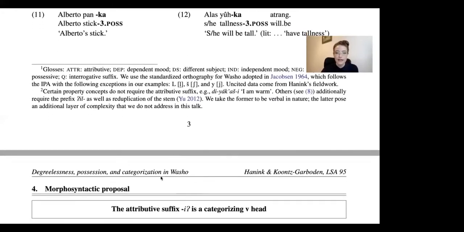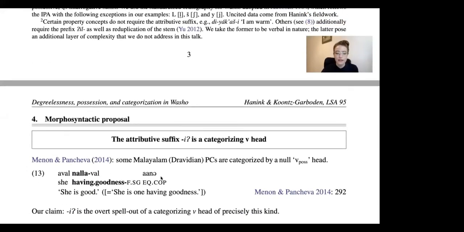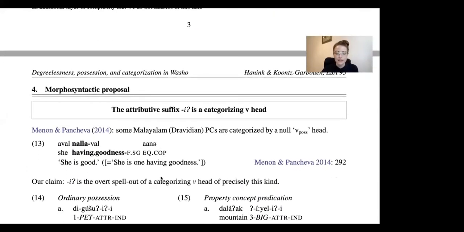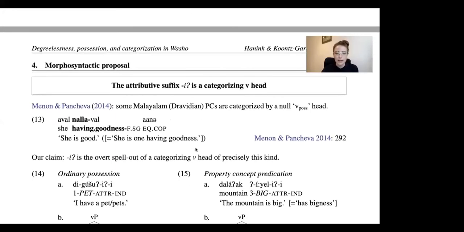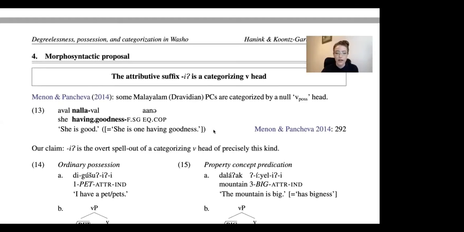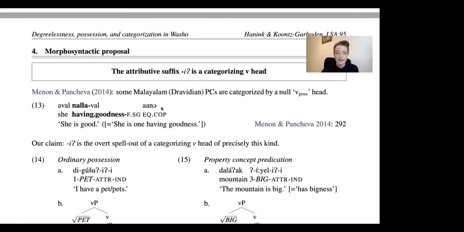All right, so that's the main data that we were trying to account for. And the core of our morphosyntactic proposal is that the attributive suffix E is a categorizing little v head. Now, this goes back to Menon and Panchava's argument that some Malayalam property concepts are categorized by a null v head, right? So they have a mass type core and they require verbal categorization in order to act as predicates. So this means that something like 13, she is good, in Malayalam has a more literal translation of she is one having goodness, even though you can't see a ton of morphology on the surface.